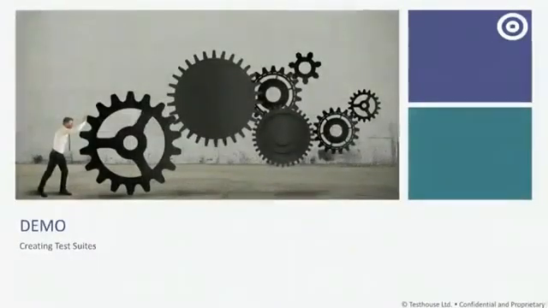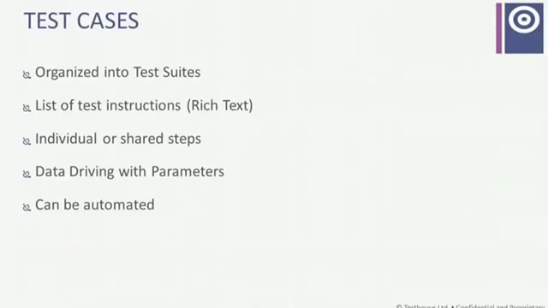Okay, we go back to the slides then. So concentrating on the test cases now, which are the actual tests you want your users or your testers to perform, as you see, they're organised into the test suites. They're just a list of instructions. Do this, and you can also put in the results which you expect to see, and then your tests will have to say pass or fail against those individual steps. The steps can be individual or shared. You can data drive as well as parameters, and you can also do automation. Time permitting, we'll do some demonstrations on those later on in this demonstration.